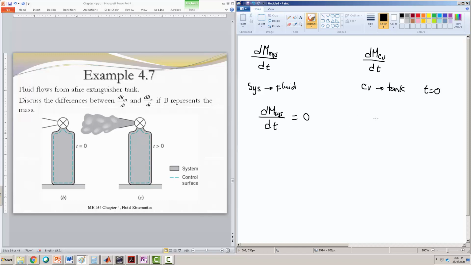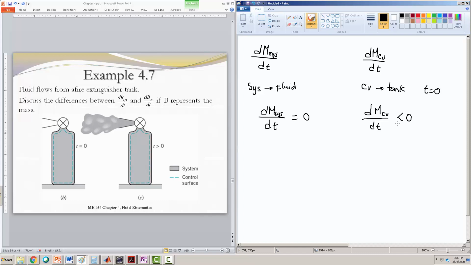However, if we now evaluate the control volume, let this fluid out, and only see what happens inside of the tank, the amount of the mass is going to reduce as a function of time. The mass is going to escape, but since we only care about what happens in the tank, the overall change of the mass inside of the control volume is negative.